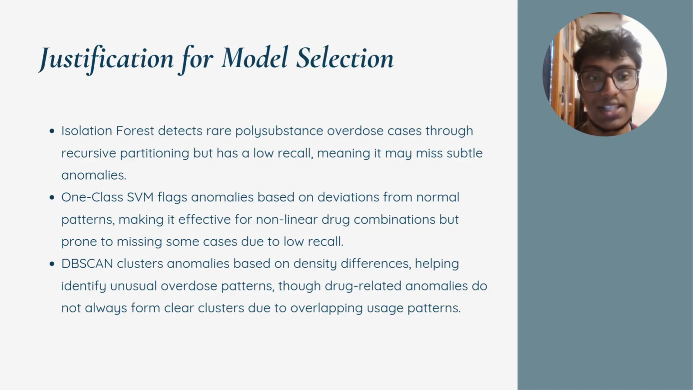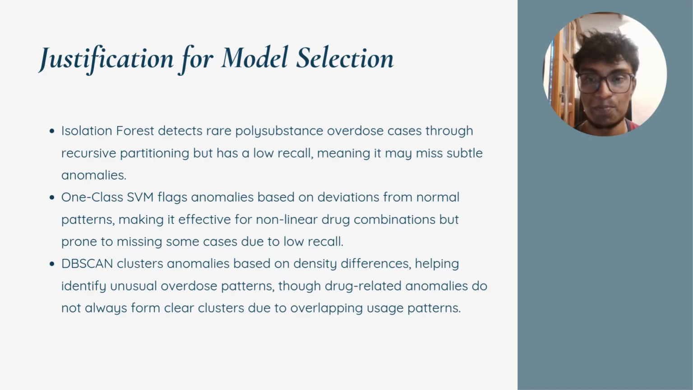Finally, DBSCAN was selected for its ability to group data points based on density, identifying clusters of overdose deaths that share similarities yet differ from the majority. It helped detect cases where fentanyl and xylazine appeared together, but without heroin. However, the lack of clear clustering indicates that drug-related anomalies may not form well-defined density-based groups due to overlapping substance use patterns.